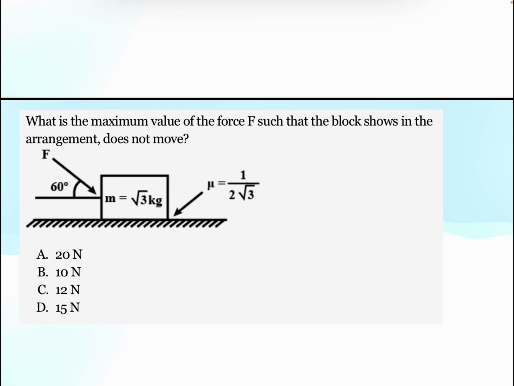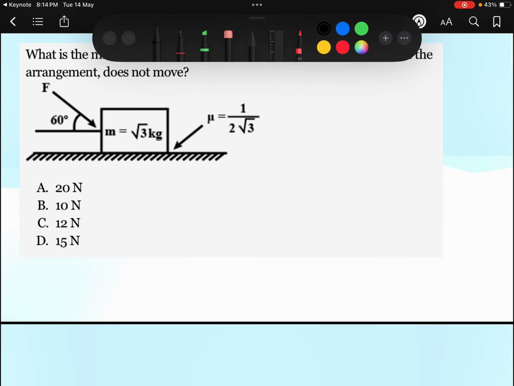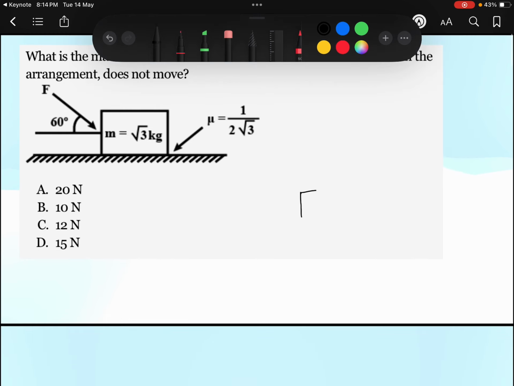I will draw the free body diagram of this block. So here is our block. The mass of the block is √3 kg. What are the forces acting on this block? One will be the gravitational pull of the earth, that is mg, that is √3 g. One will be a normal force acting on this block due to this surface. Okay, and a force is acting on this block like this.